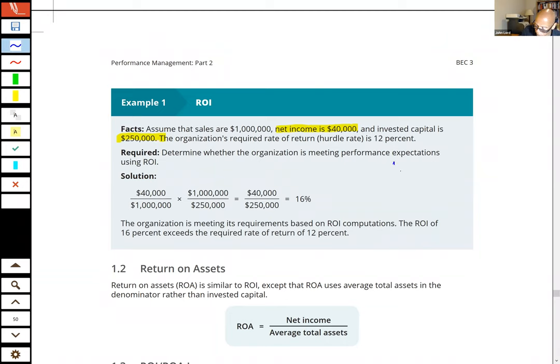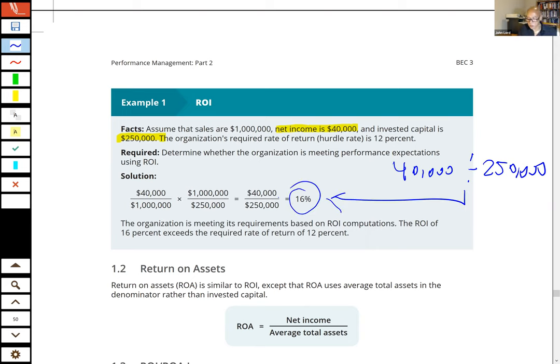If you plug those numbers in, then you get the 40,000 divided by the 250,000, which would have given us that same number, the 16% answer to this question. So again, go ahead and flashcard that whole flow chart, and you would have probably used all the pieces if you were trying to use that flow chart here, but it wasn't necessary under the concept here that we just needed the income and the invested capital.